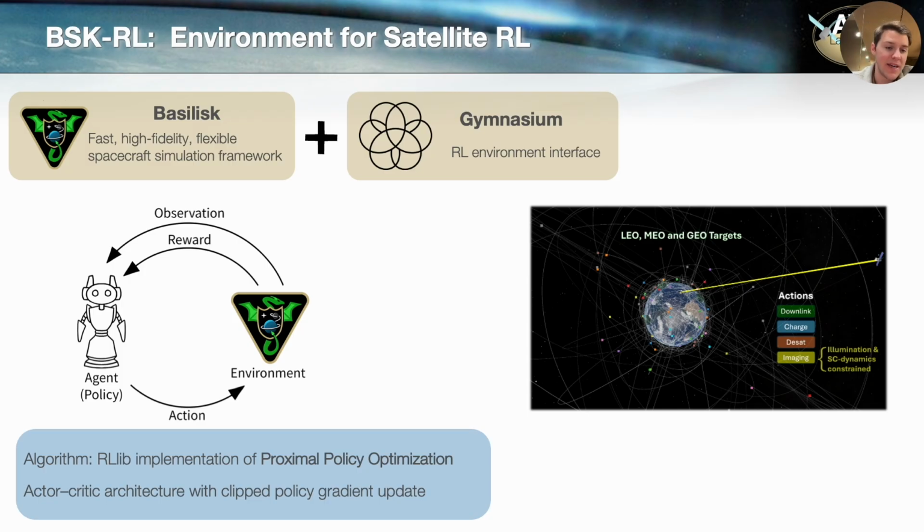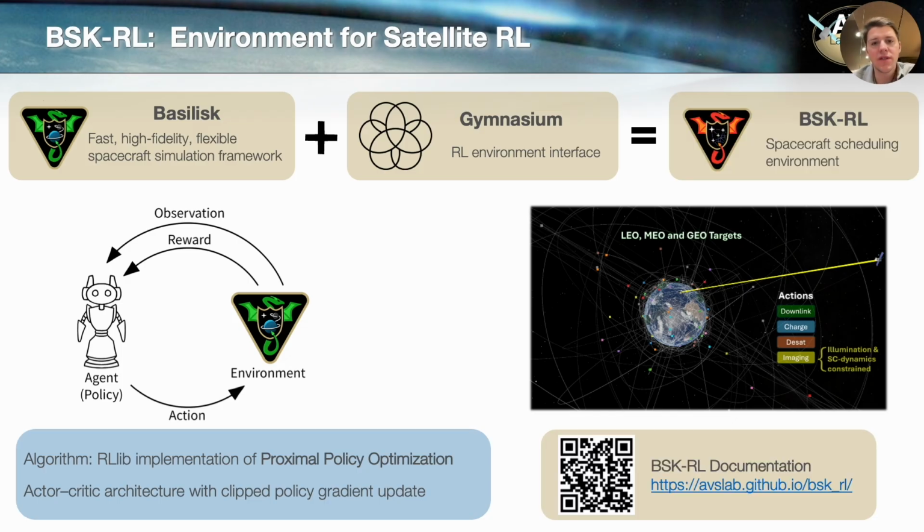So from our agent, we receive an action, we propagate that in our environment Basilisk, and from that we get back a reward and an observation. And we use that to train our agents, and that is done using proximal policy optimization, which is an actor-critic architecture. So all this combined is BSKRL, which has been used not only for this implementation, but also Agile Earth observing implementations and also RSO inspection work.